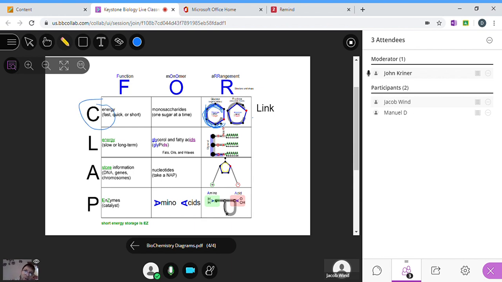And it works the same over here with the 5-member ring. If I trace only the carbon atoms, I make the letter C. So, carbohydrates, their function, quick energy. Their arrangement, 6-member ring, 5-member ring, one member of the ring is oxygen, the rest are carbon.